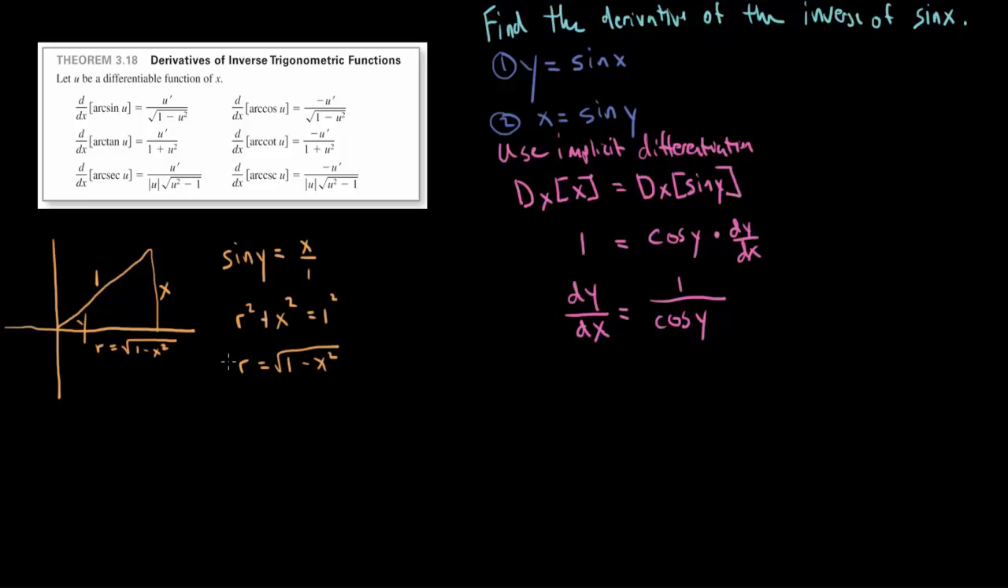Okay, so now we know that cosine of y is what? Adjacent over hypotenuse. So cosine of y is equal to the square root of 1 minus x squared over 1. So just make that appropriate substitution now. dy over dx equals 1 over the square root of 1 minus x squared. And there we are. Now you might say it looks a little different.